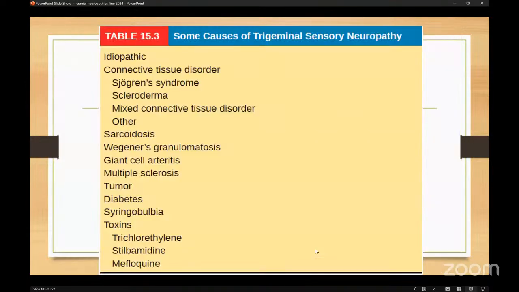Sometimes infections also. So if a patient is coming with trigeminal sensory neuropathy, you should think of Sjogren, sarcoidosis, giant cell arteritis, multiple sclerosis, and diabetes. Most of the times it is Sjogren's, and sometimes you can see it in MS because it involves the trigeminal root entry point. So this is the case.